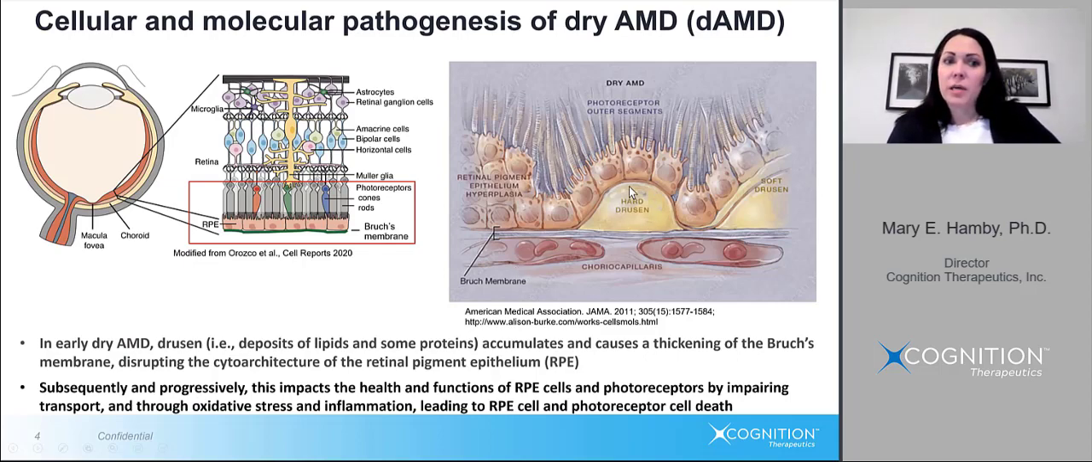What you can see here is that in early dry AMD, drusen develops, which is an accumulation of lipid deposits as well as some proteins. And this causes a thickening of the Bruch's membrane and disrupts the cytoarchitecture of the retinal pigment epithelium. Subsequently and progressively, this impacts the health and functions of the RPE cells and the photoreceptors. This can be often initiated by just a lack of nutrients to the RPE, impaired transport to that region due to the drusen's presence, and also through oxidative stress and inflammation that accumulates here, leading to ultimately cell death of both RPE and photoreceptors.